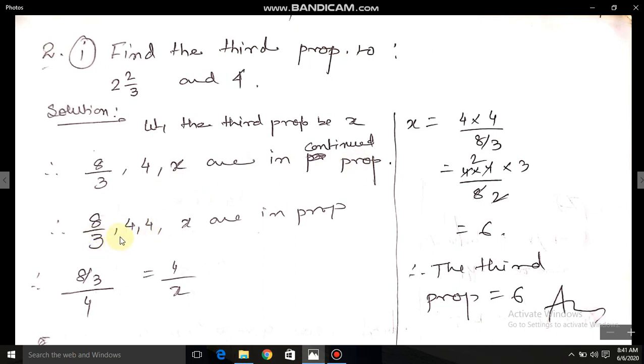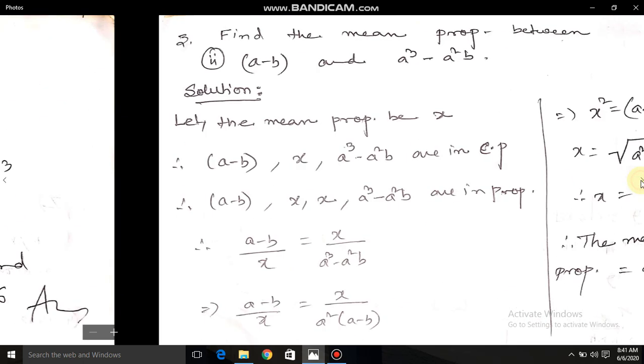Therefore 8 by 3, 4, 4, x are in proportion. Okay, previous day we have learned the middle number gets repeated. So 8 by 3 by 4 is equal to 4 by x, isn't it? Now x is equal to what? 4 into 4 by 8 by 3, you calculate, we will get 6. So the third proportional is 6. Okay, this kind of sum is important. Now let us move to the next sum.